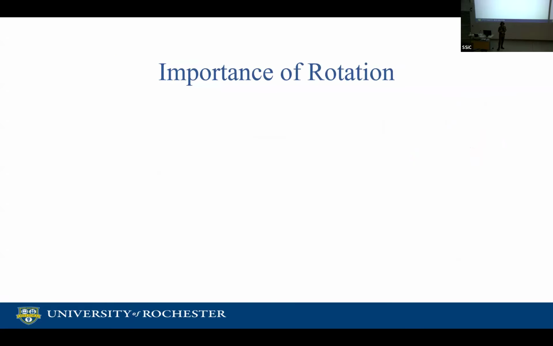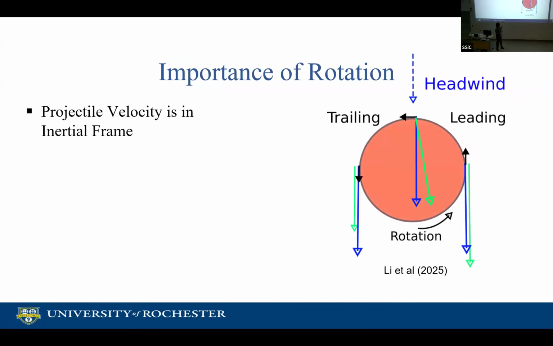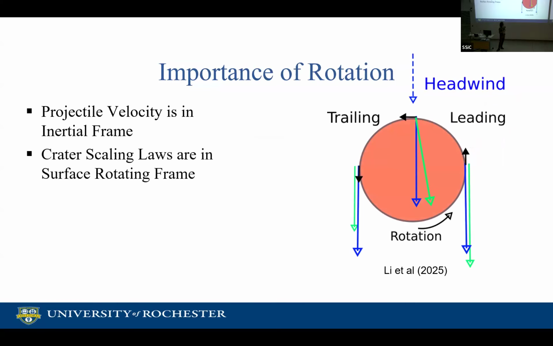So something else that I took into account was the fact that planetesimals are going to be rotating. So when you have your projectile velocity, that's going to be from the inertial frame, but these crater scaling laws are in the surface rotating frame. So when you're converting from the inertial frame into the surface rotating frame, it's going to impart some impact angle, as well as some slight variation on the actual impact velocity.